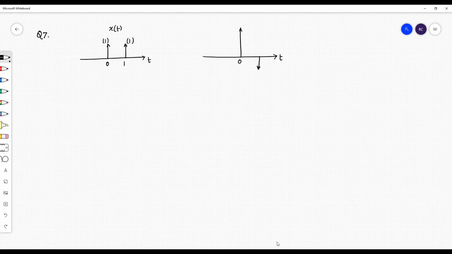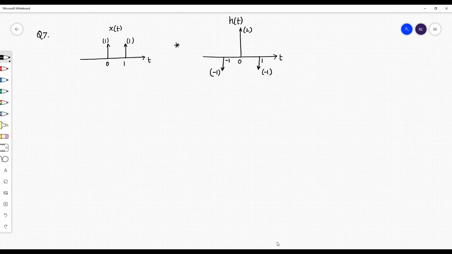It has an impulse of unit strength but in the minus direction at t equal to 1, and another impulse of negative 1 strength at minus 1. So we need to find the convolution of these two signals. This is h(t) and this is x(t). Of course we'll follow the same process, and the question requires us to solve this graphically, right? So we'll follow the same process as we followed before.